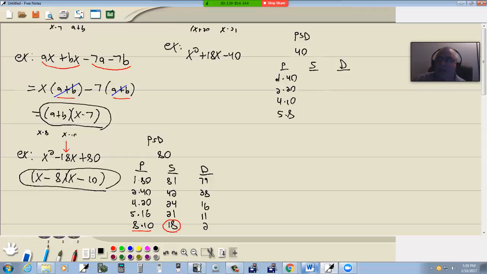The S column, we're going to add those. 1 plus 40 is 41, 2 plus 20 is 22, 4 plus 10 is 14, 5 plus 8 is 13. Difference column, we'll subtract smaller from larger. 40 minus 1 is 39, 20 minus 2 is 18, 10 minus 4 is 6, 8 minus 5 is 3. The number we're looking for is again 18, which is right here, which means we use 2 and 20.